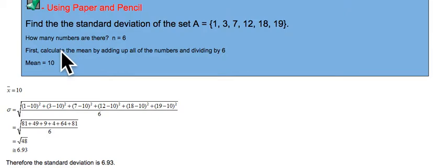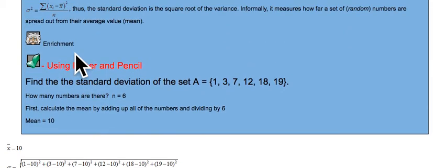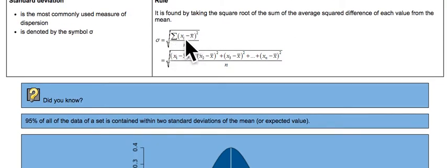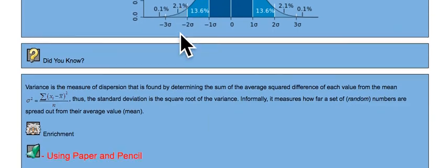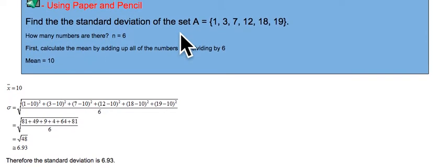So first we need to calculate the mean, because in order to use our formula that we had up here, we need the mean in order to subtract from each one of those individual values. So first we calculate the mean: we add up all the numbers and divide by 6. So 1 plus 3 is 4. 4 plus 7 is 11. 11 plus 12 is 23. 23 plus 18 is 41. And then 41 plus 19 is 60. So 60 divided by 6 is 10. So our mean is 10.